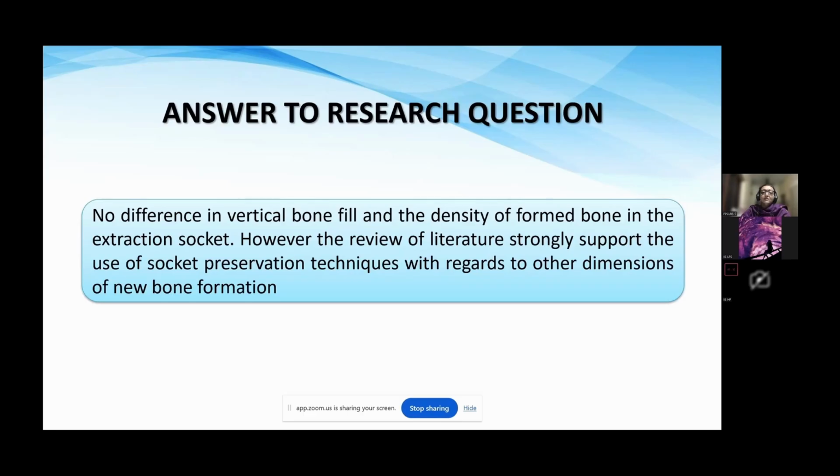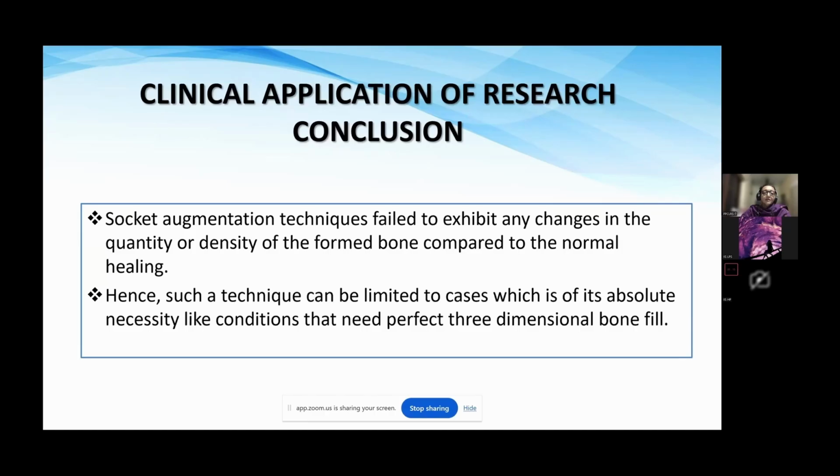However, the review of literature strongly supports the use of socket preservation technique with regard to other dimensions of new bone formation. So the clinical application of my research conclusion is that the socket augmentation technique fails to exhibit any changes in the quantity or density of the formed bone compared to normal healing. Hence, such a technique can be limited to cases of absolute necessity, like conditions that need perfect three-dimensional bone fill. These were my major references.